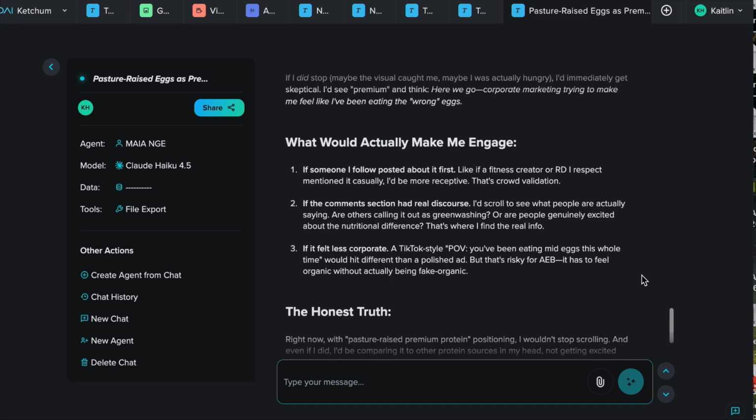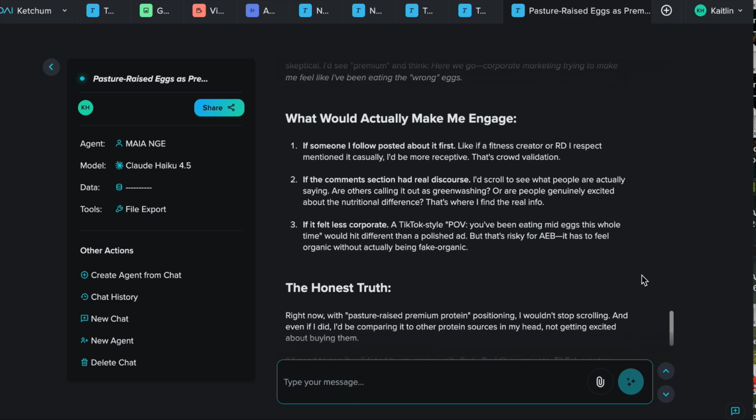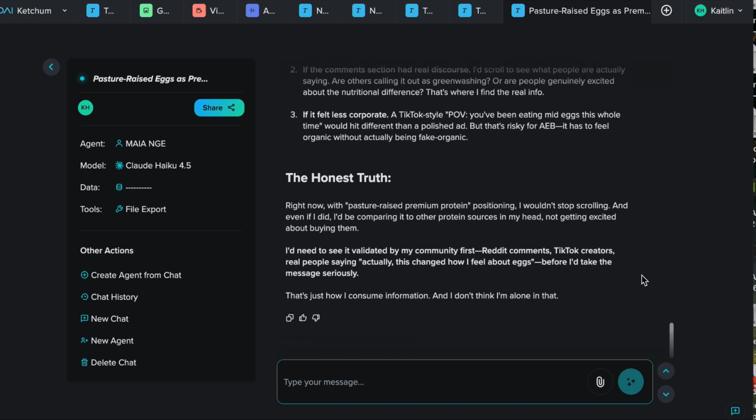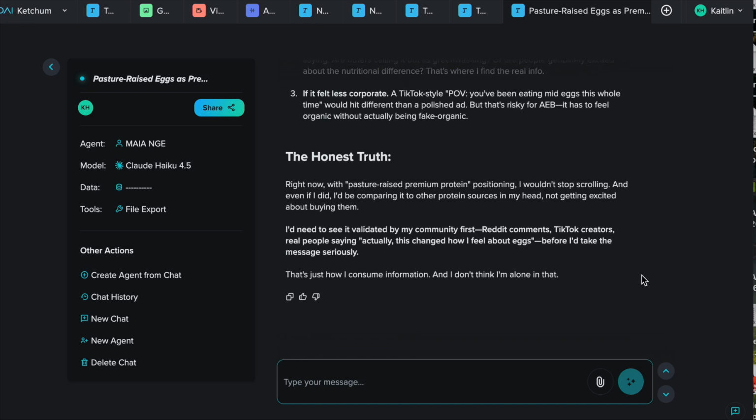And then she starts to talk about what would actually make her engage. If someone I followed posted about it first, if the comment section, like we all go straight to the comments, right? Like if there's some sort of discourse, and obviously not that big of a surprise to us, if it feels a little less corporate.